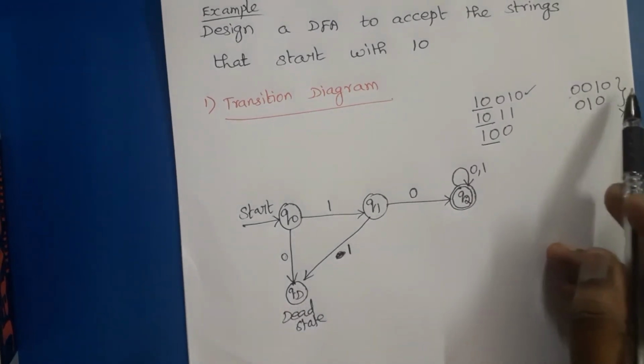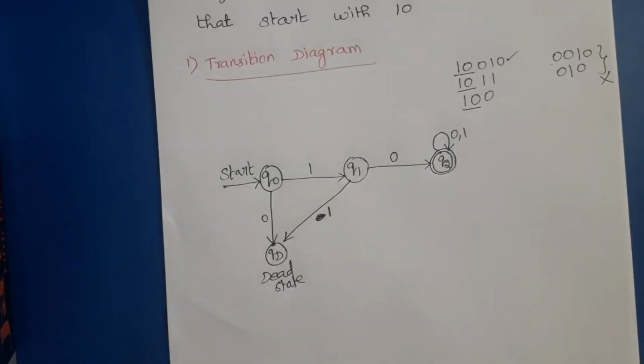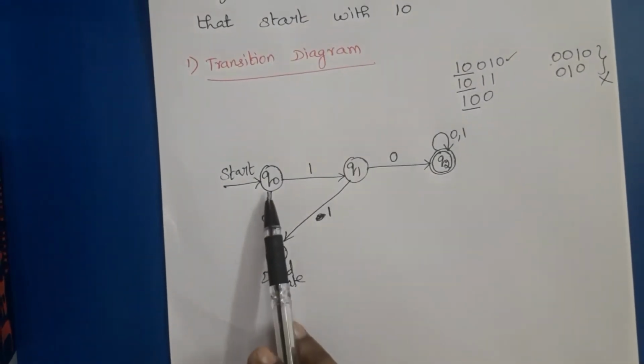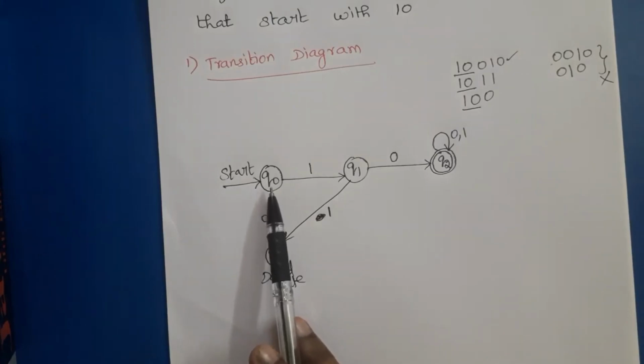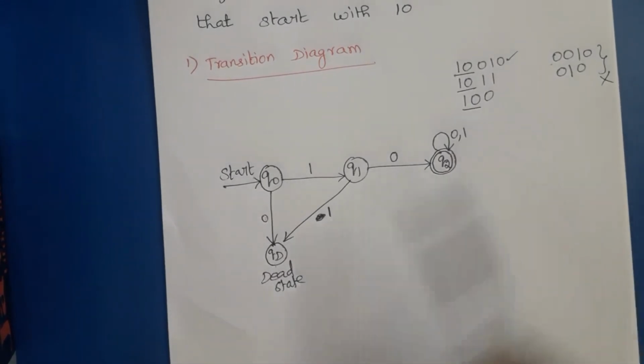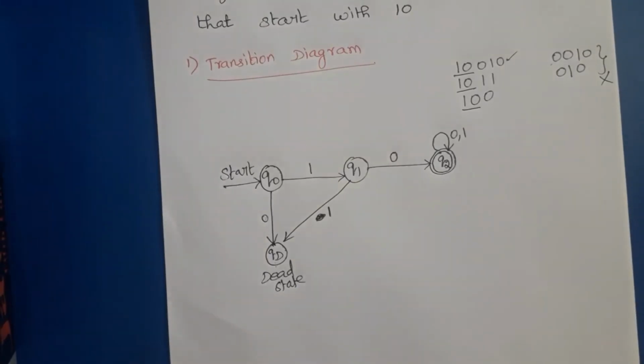So if 0010 is the input string, then for 0 it goes to the dead state. Then for the second symbol 0, there is no transition from the dead state. So this input string is rejected by our DFA. Similarly for 010, we will always start from the start state Q0 only. For the first input symbol 0, it goes to QD. Then for 1, there is no transition from QD. So this is also rejected by our DFA.